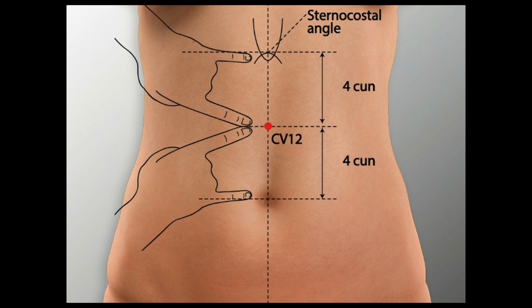Ren 12, Zhongwan, middle epigastrium. On the anterior median line of the upper abdomen, 4 tsun above the umbilicus. Ren 12 is the front mu point of the stomach, converging point of the Fu organs, crossing point of the Ren vessel and small intestine, Sanjiao, and stomach meridians. Strengthens and harmonizes the spleen and stomach, resolves dampness, relieves pain.